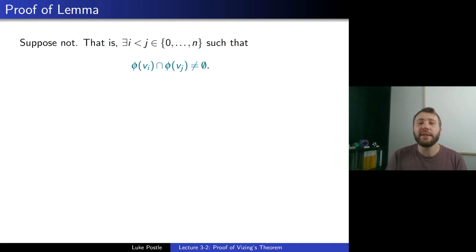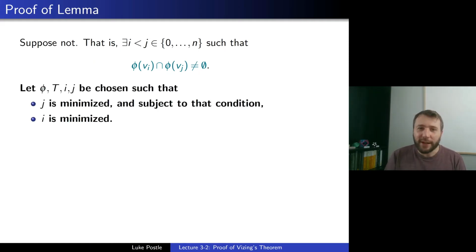What would that mean? That means there is an i less than j in 0 up to n, right? There'd have to be some i and j where phi-bar of vi intersect phi-bar of vj is non-empty. And here I'll assume i is smaller than j just for convenience. Actually, let's back up and choose phi, t, i, and j such that j is minimized first of all, and subject to that condition i is minimized. So here's the real key: we're going to choose cleverly the phi and t among all the possible options, the i, the j, so as to minimize j, that larger term, first, and then subject to that to minimize i. That will smooth our proof and give us some notion of progress as we do these contained switches.